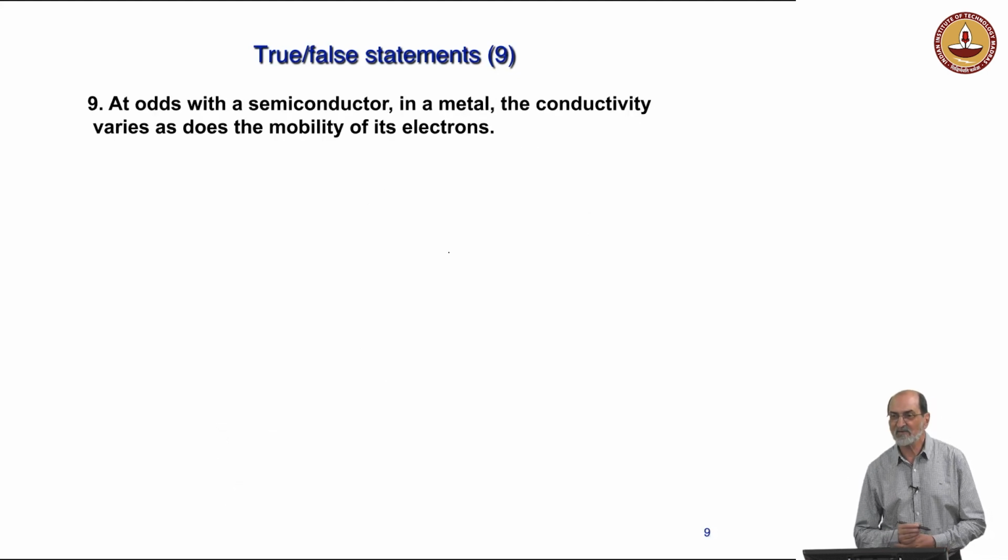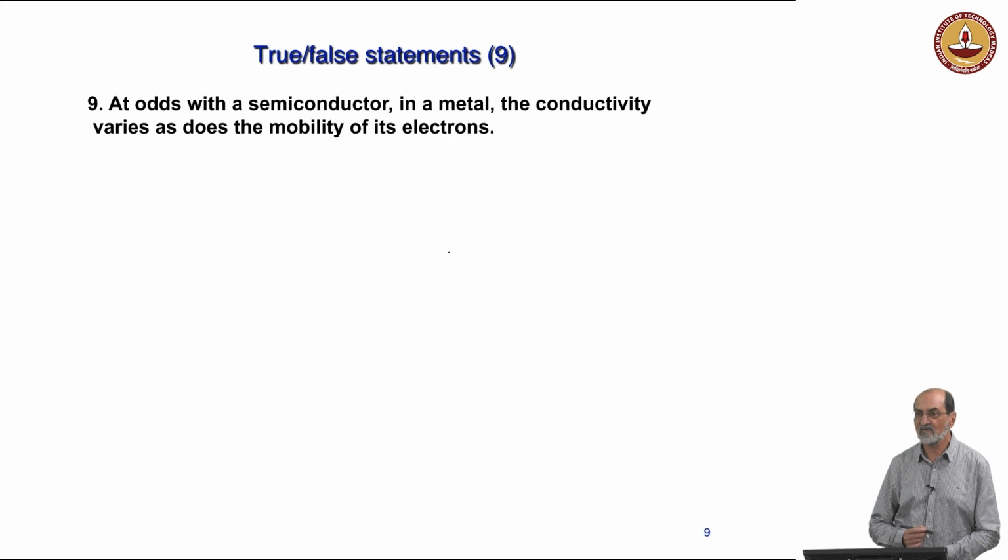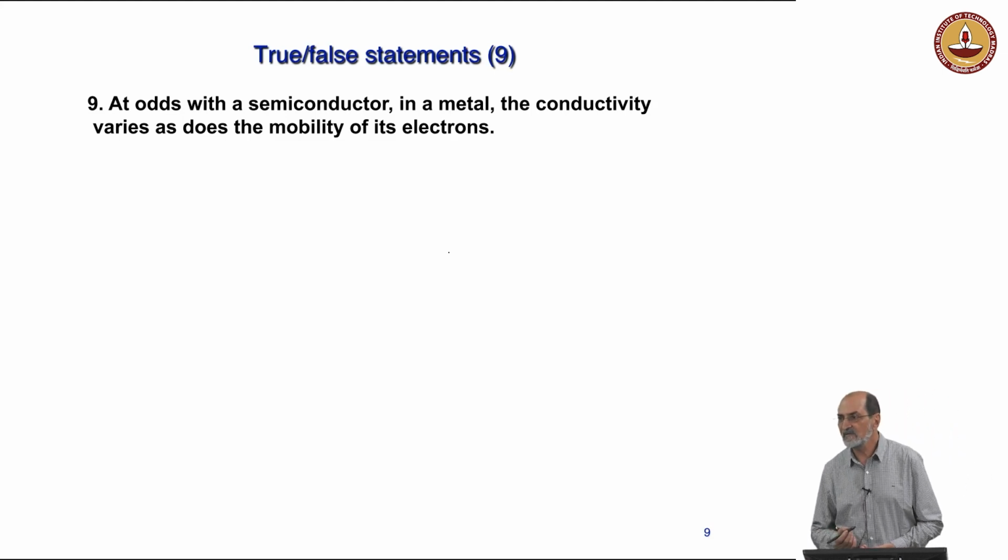Okay, another question. How are you doing so far? Well, at odds with a semiconductor, in a metal the conductivity varies, and thus the mobility of its electrons. Is this correct or not? Is it the same in a metal and in a semiconductor, or is it different? I think I mentioned this while talking. This is correct. That is, in a metal, the density of carriers is practically always the same.